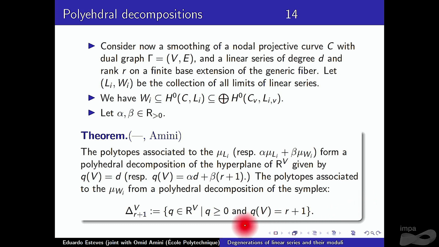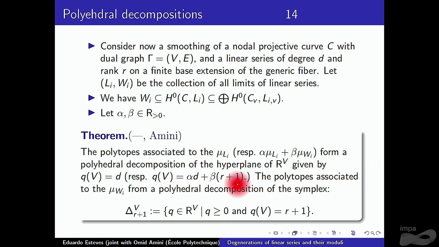Right? So this is the set of positive Qs, total sum R plus 1. But you can combine all of them, like in here. These are positive guys, so this is a submodular function. We can look at the polytope associated to this, which is just the linear combination of the polytopes associated to Li and Wi. And you can still get a polyhedral decomposition.